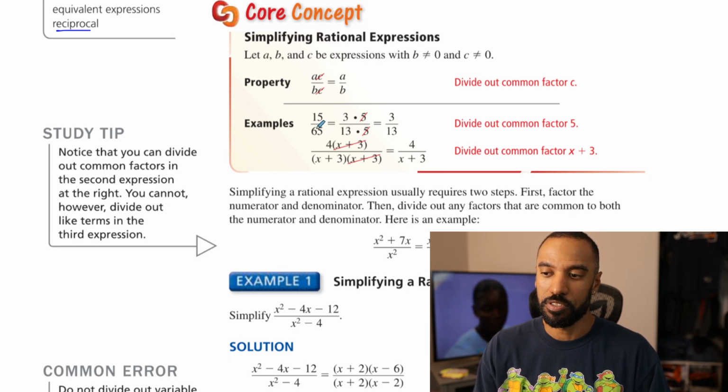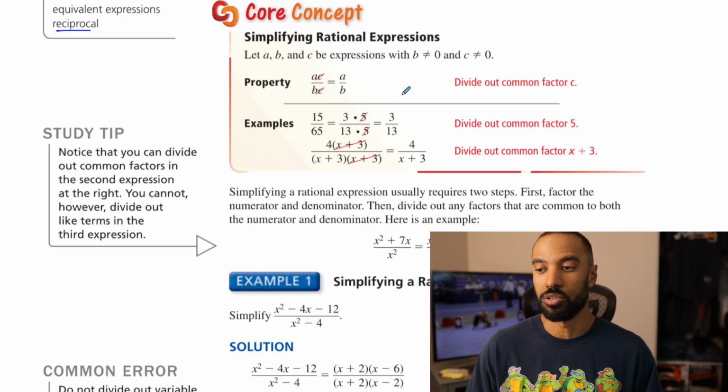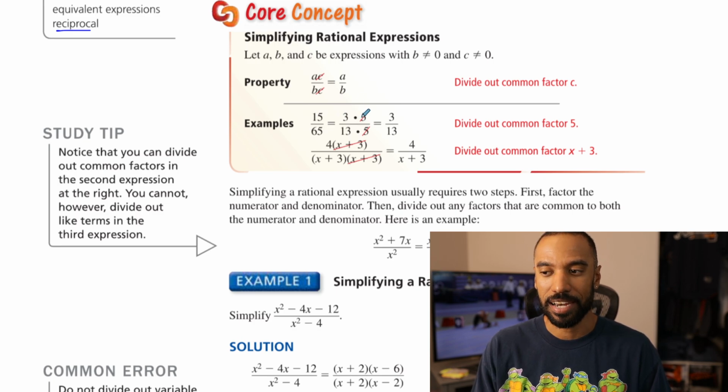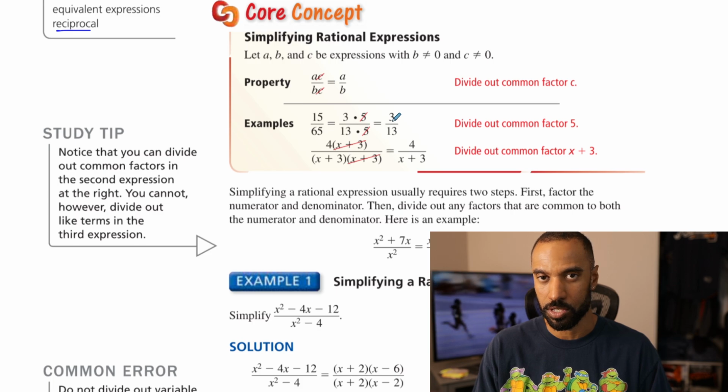Here's another example, 15 over 65. There's a common factor of 5. Now, we tend to say divide top and bottom by 5, and that's fine. You're reducing the fractions that way. But the very fact that there is a common factor of 5 on top and bottom is what allows us to divide them, make them 1, and leave this as 3 over 13, which is equivalent to 15 over 65.